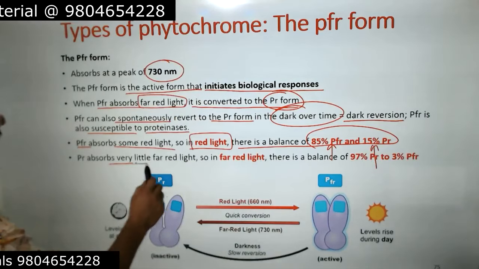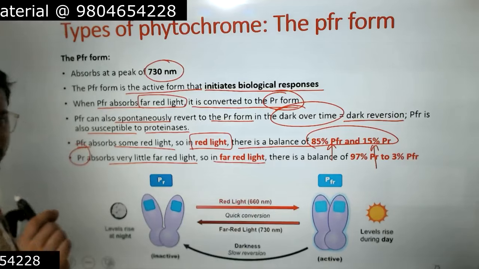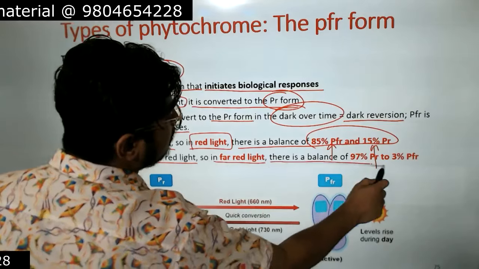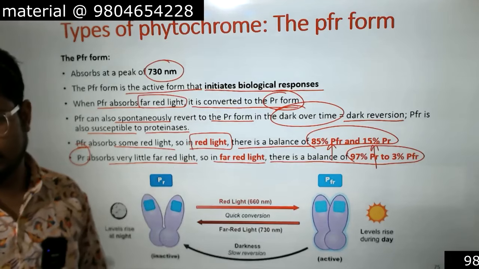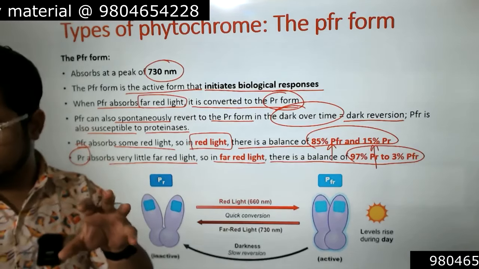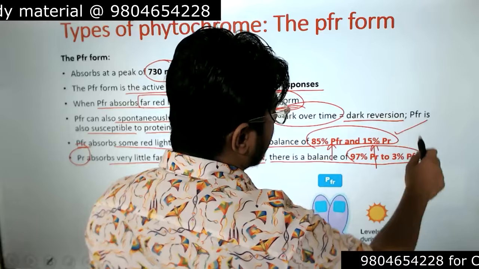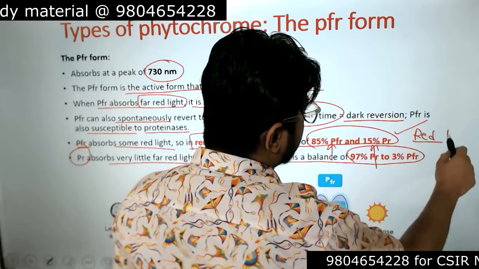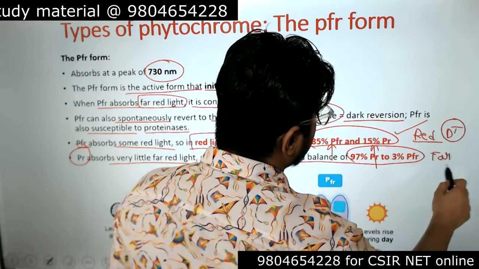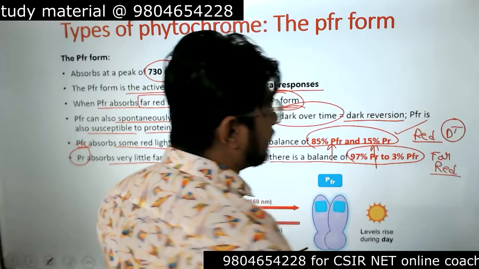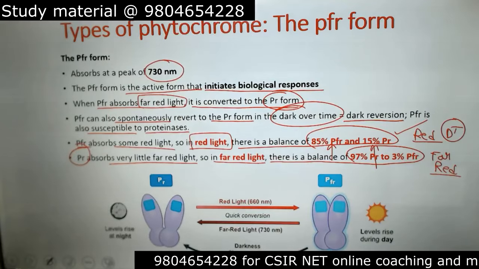PR absorbs very little far red light. So at far red light, there is a balance of 97% PR and 3% PFR. So in red light condition, we have 85% PFR and 15% PR. Red light means daytime. In night time, in the far red light, we have 97% PR and 3% PFR. And this is the conversion that is clearly stated.